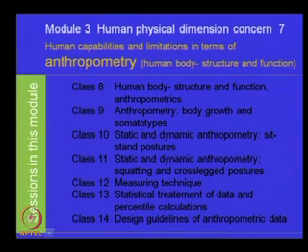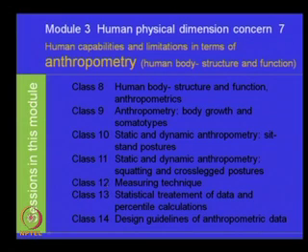Now, with this, the human compatibilities and limitations in terms of anthropometry, that is human body structure and function, we are going to discuss. Among these 7 classes, the 8th class today is human body structure and function, anthropometrics. Next will be anthropometry, body growth and somatotypes, then static and dynamic anthropometry, seat and stand postures. Next, static and dynamic anthropometry, squatting and cross-legged postures.